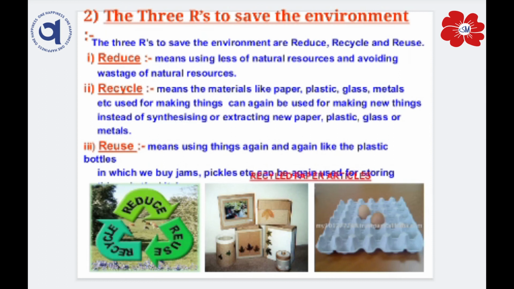And recycle, what does that mean? Materials like paper, plastic, glass, and metals can be used for making new things again. That is called recycle. In recycling, plastic and paper materials are also included. Then reuse means using again and again, like plastic bottles. These are all examples of reduce, recycle, and reuse.